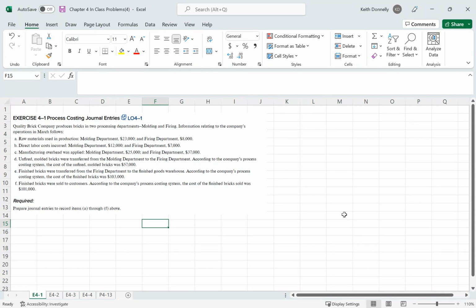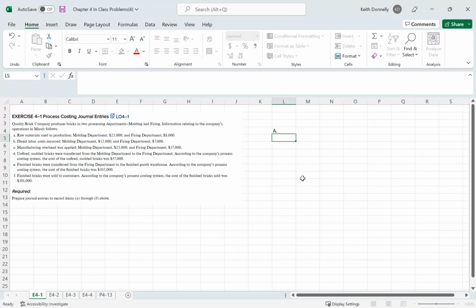So what we're going to be doing here is 6 journal entries. This is in a process costing system. We're looking at a brick company, so it makes sense that it would be a process costing system. They make a very homogeneous product, the same thing over and over. It's fungible. You can't really tell any difference from one brick to the other. And in that capacity, they have different departments. It looks like they have a molding and a firing department. It's like different steps in the process of making a brick. So we have to do A through F here.